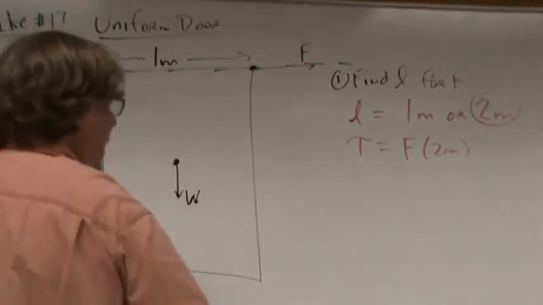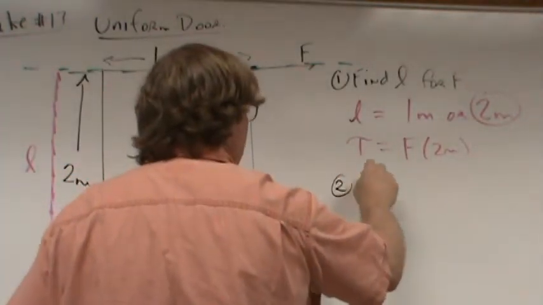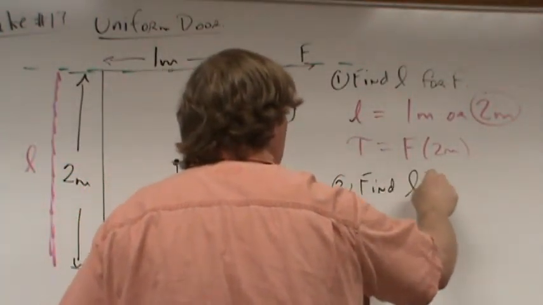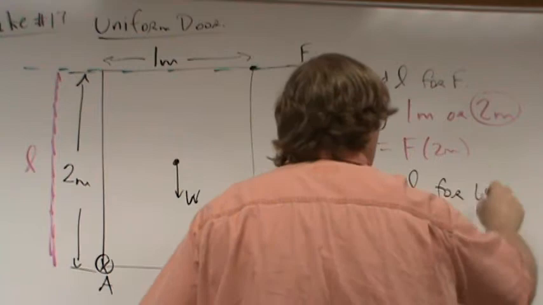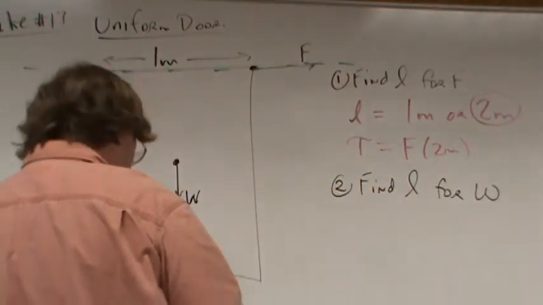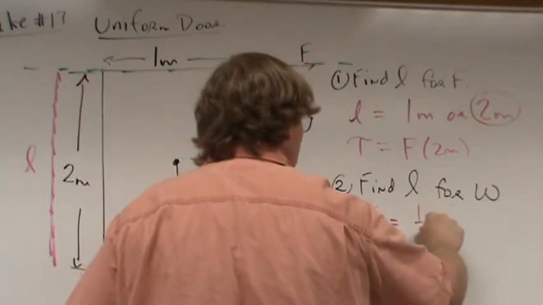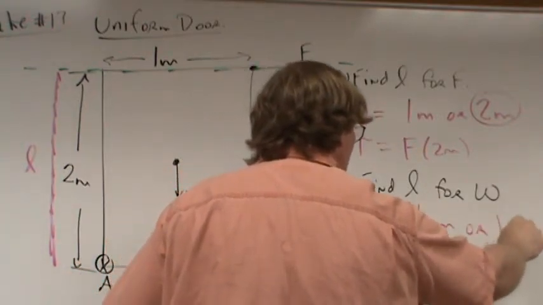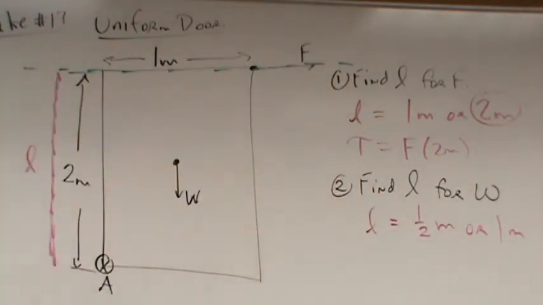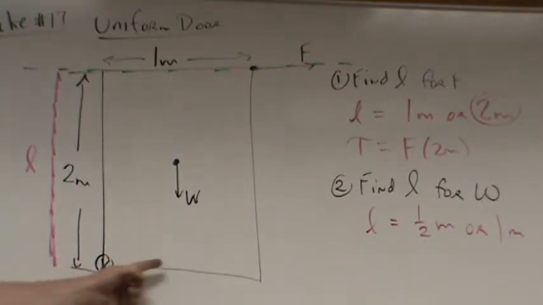Here, let's do the last one. Now I'd like everyone to please find the lever arm for the weight of the door. And I'll give you 2 choices. That lever arm is either equal to 1/2 meter or 1 meter. Good luck. Draw the line of action and then draw the perpendicular segment from the point of rotation to the line of action.